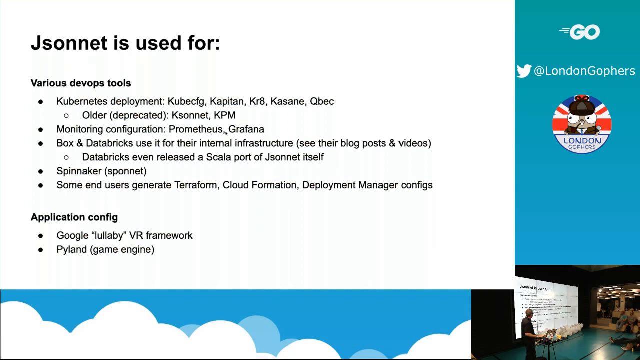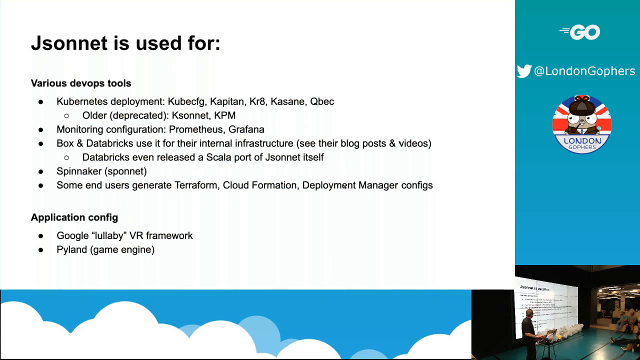Also, monitoring configuration. You can generate your dashboards and alerting rules and stuff like that from Jsonnet. Box and Databricks have a whole bunch of their internal infrastructure, and they use it there. I don't think they've open sourced any of that, but they have written blog posts and videos about it that you could look at. And Databricks actually re-implemented the whole language in Scala, which is pretty cool. But they were able to do that because it's a fairly simple language and it has a spec and so on. And Spinnaker uses it in the form of Jsonnet.